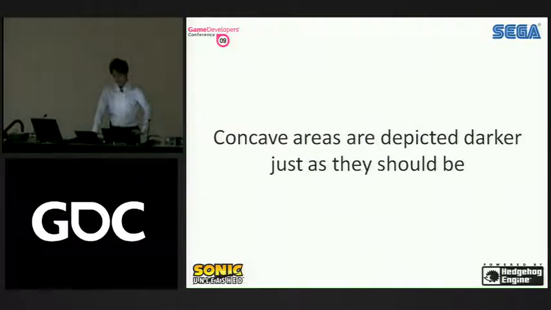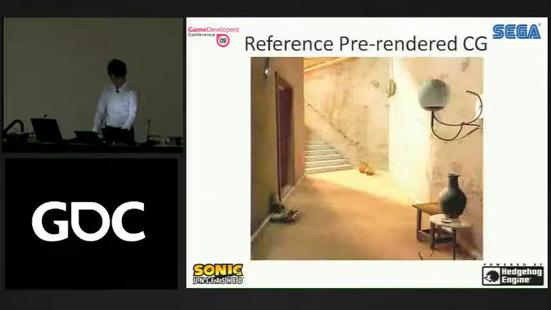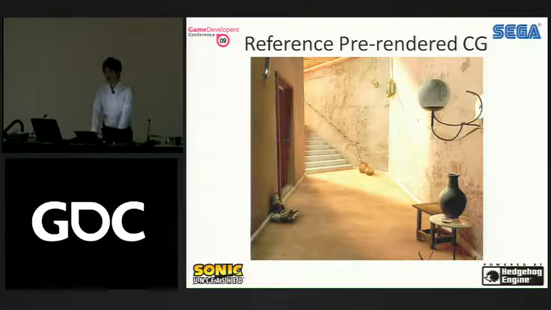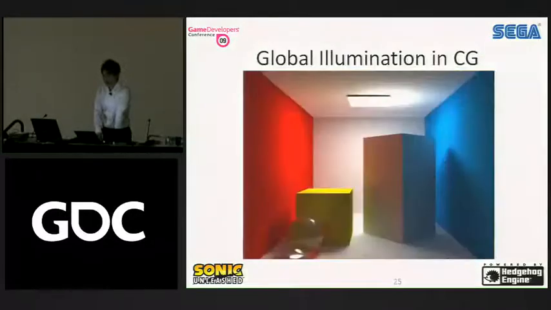By taking a look at pre-rendered CGs, in general, they have a good 3D image. By and large, they have a good three-dimensional presence. Dented areas are depicted darker, just as they should be, and the lights are reflected. The light is reflected off the wall, and the other side is lit, as you can see here.